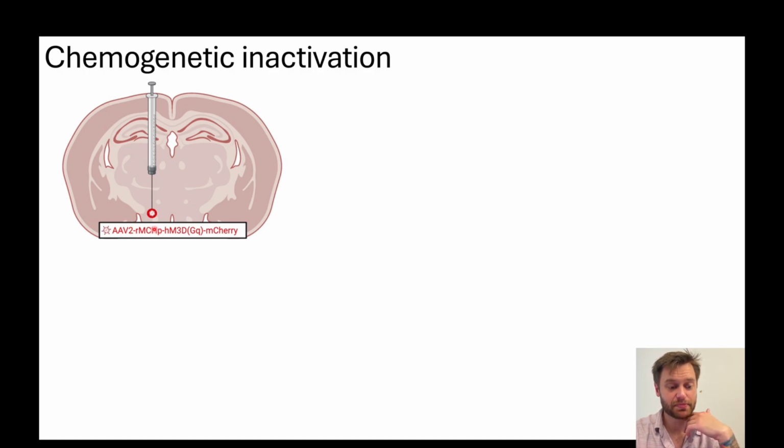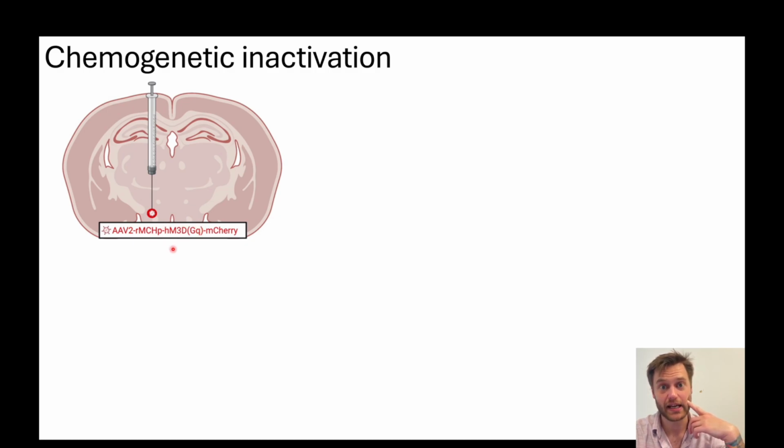And then they have this promoter here. So this is an MCH promoter. The promoter of the viral sequence is telling you which neurons are going to express the DREAD. So in this case, it's melanin concentrating hormone. And then they tell you what kind of DREAD they have.